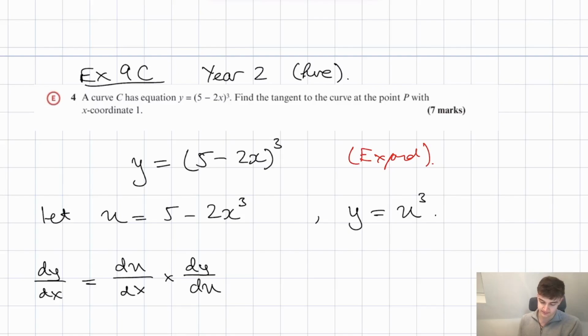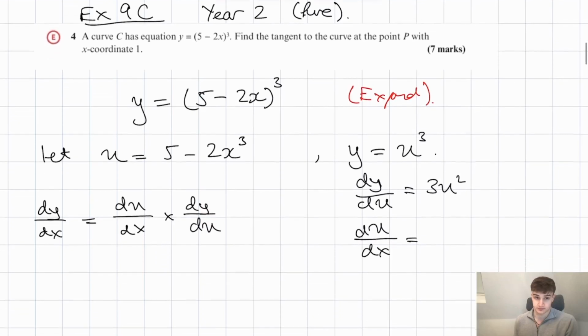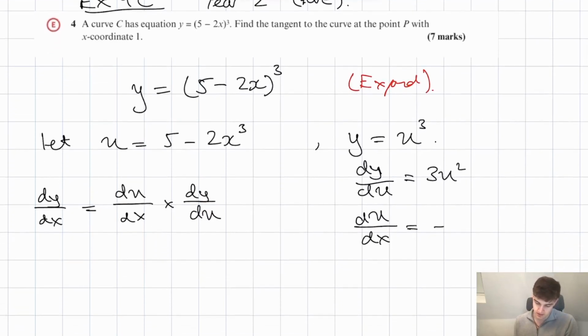Then we're going to get dy by du over here, which is just 3u squared. And then we can easily see that du by dx is equal to minus 6x squared.